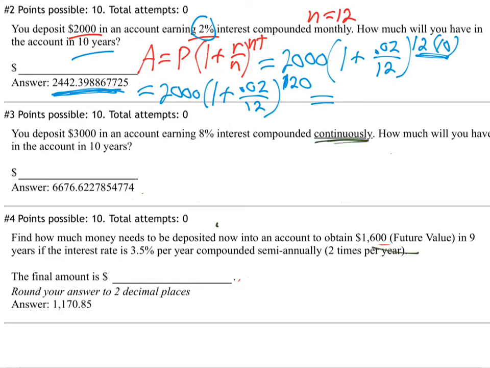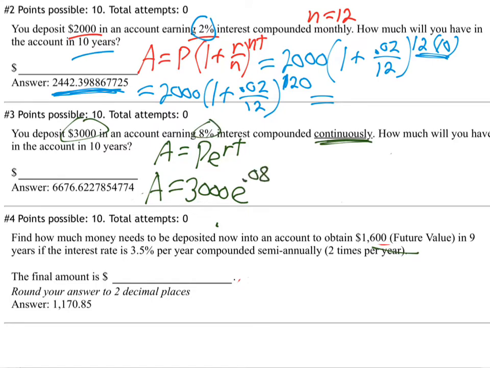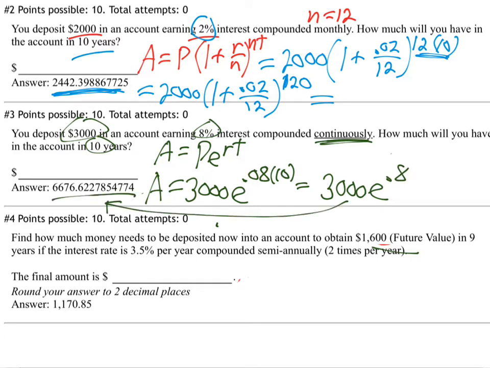This one is continuous compounding, continuously. So that means we're going to use the PERT formula. Whenever it says continuous compounding, we use the PERT formula, where the principal is 3,000. That's the amount put in the bank. R, the interest rate, is 8%. The time is 10 years. So that'll be 3,000 e to the 0.8. Hit the buttons on your calculator, you'll get this answer.